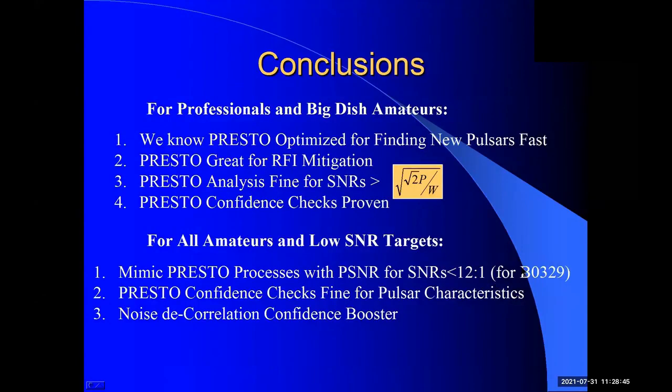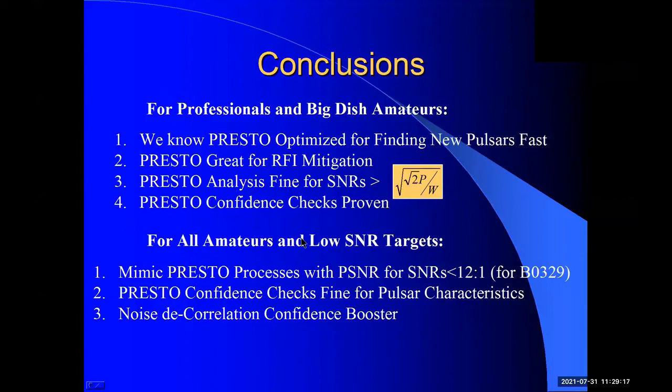So in conclusion, for professionals and big dish amateurs, we know that Presto is optimized for finding new pulsars fast. It's great for RF mitigation, and Presto analysis is fine for signal to noise ratios, where P is the period and W is the pulse width. In this case, it comes out at about 12 to 1 for B0329. And Presto confidence checks have been well proven.